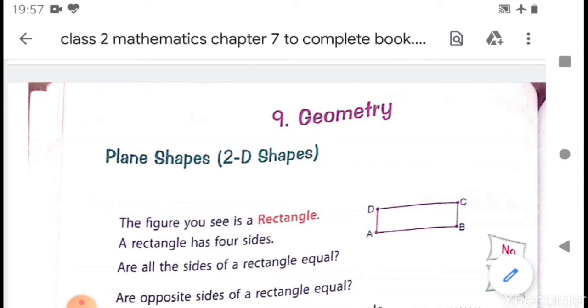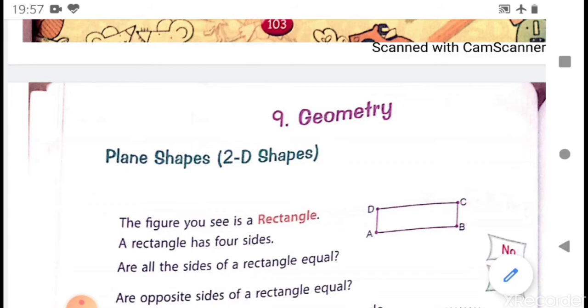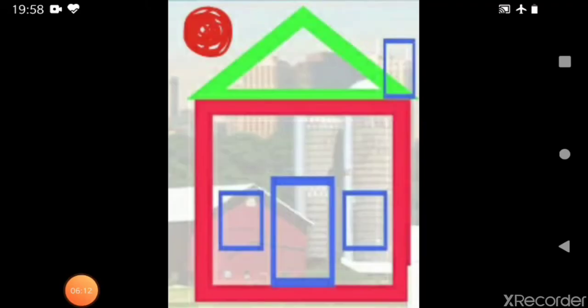A plane, that means if you see a paper also, if you look at a paper, paper is flat. Okay. So two-dimensional shape, that means having two sides. So we will start with two-dimensional shapes first. Now see this picture. In this picture, you will find different shapes.